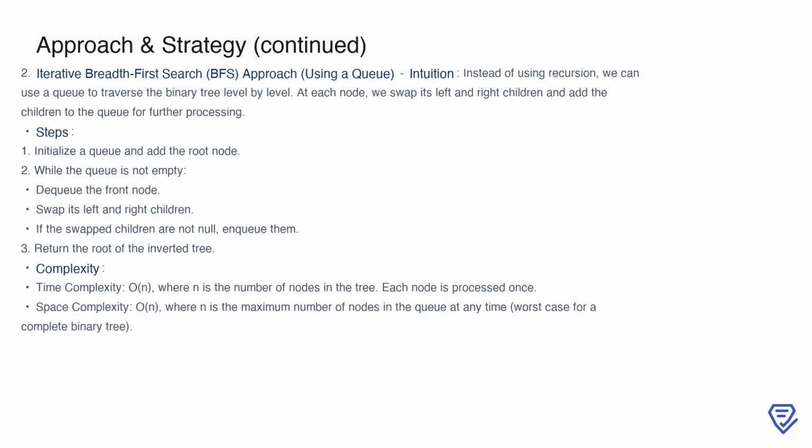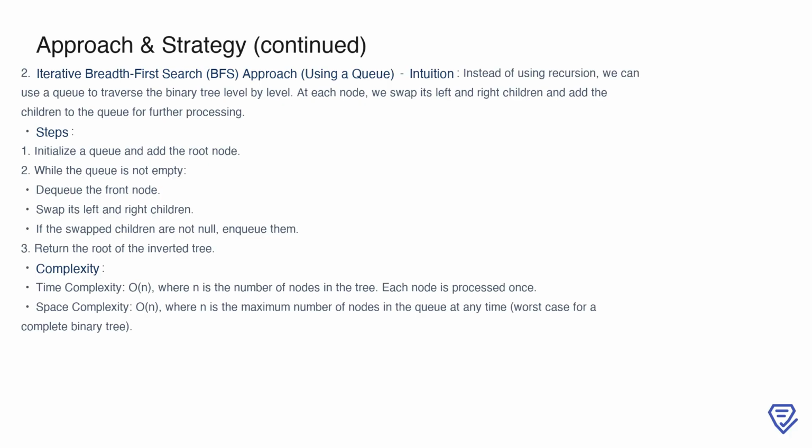To implement this, we first initialize a queue and add the root node. While the queue is not empty, we process the node at the front of the queue. For each node, we swap its left and right children, and then enqueue these children if they are not null. By doing this, we ensure that every node in the tree is processed and its children are inverted.